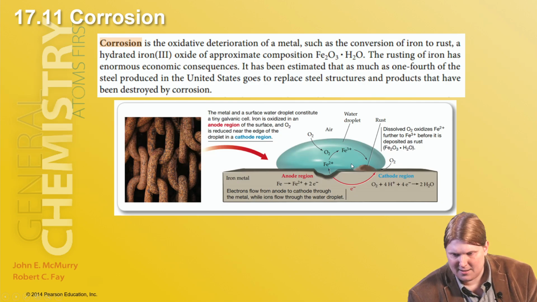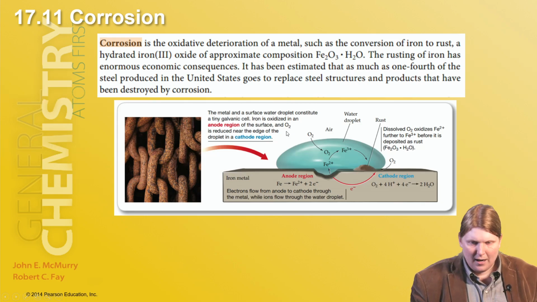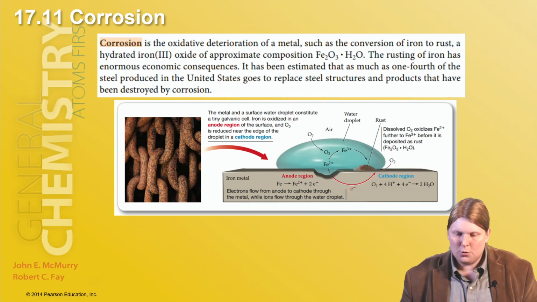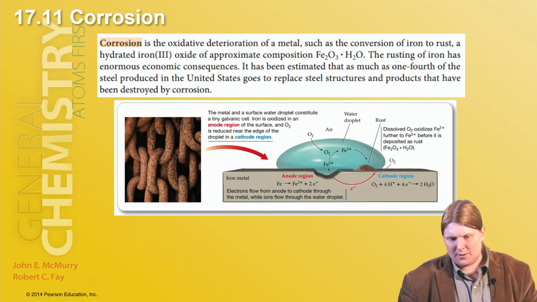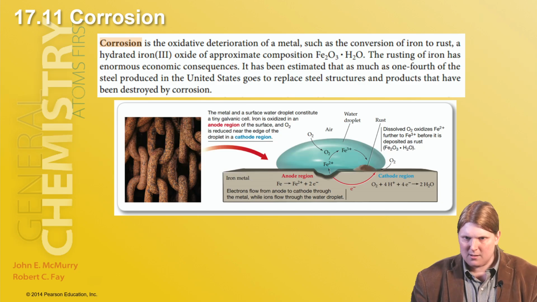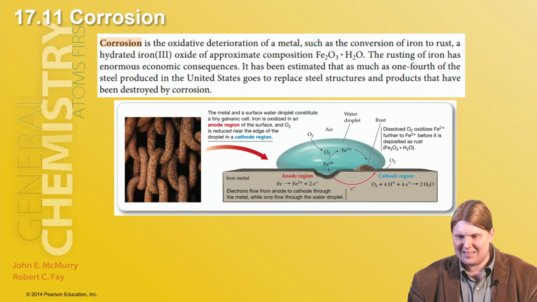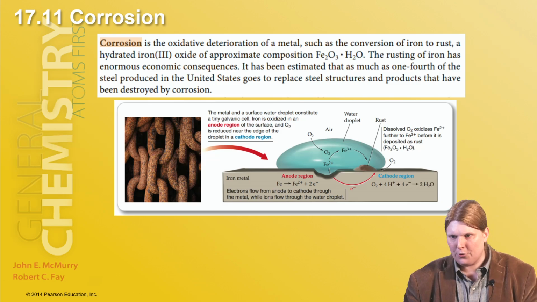The iron oxide does not stick to the metal. It flakes off, exposing more iron and feeding into this process. It says it's been estimated that as much as 1/4 of the steel produced in the United States goes to replace steel structures and products that have been destroyed by corrosion. Turning iron into steel helps protect it. You can put other metals into it to help prevent this process. But iron, despite how strong and great and cheap it is, is highly susceptible to corrosion because fundamentally its oxide does not adhere to the metal surface.